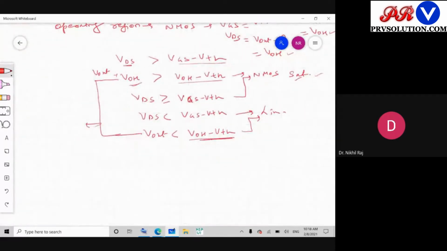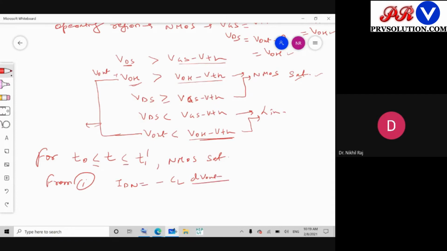So we have two time intervals. For T0 to T1 dash, let's say any time T between T0 and T1 dash, in this case, what we have seen, the NMOS will remain in saturation. Now recall equation 1. So from equation 1, IDN is equal to minus CL dVout by dt.